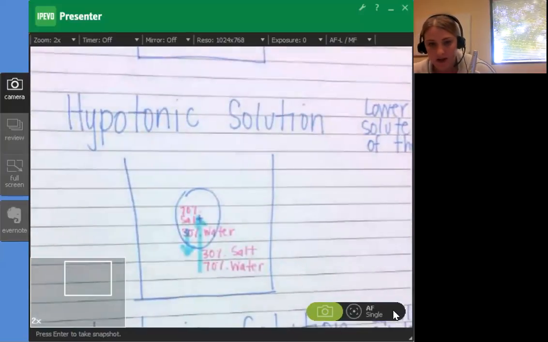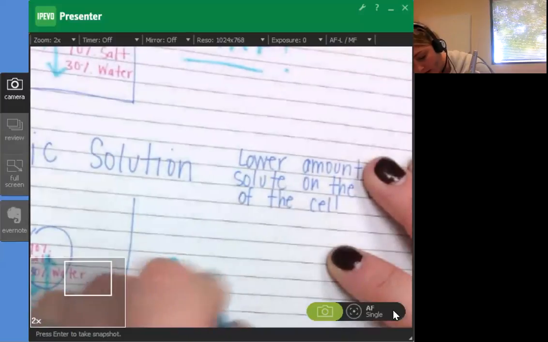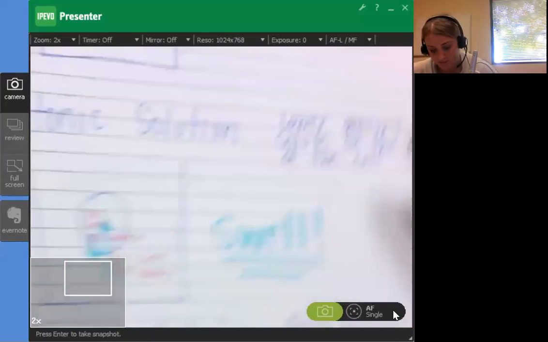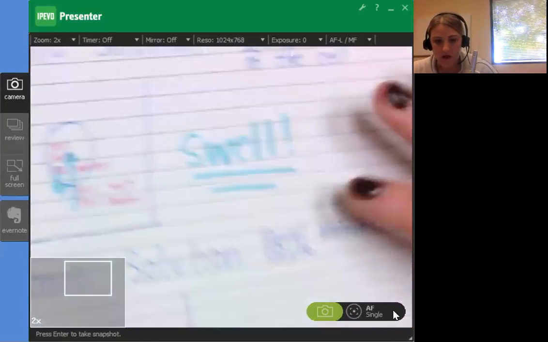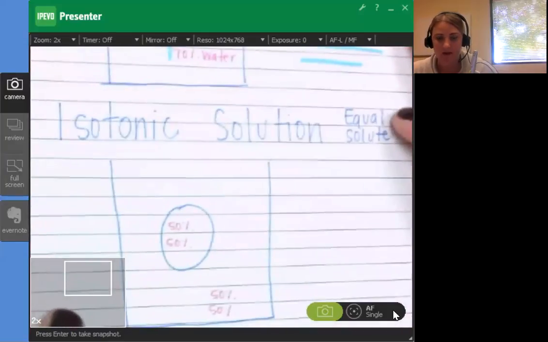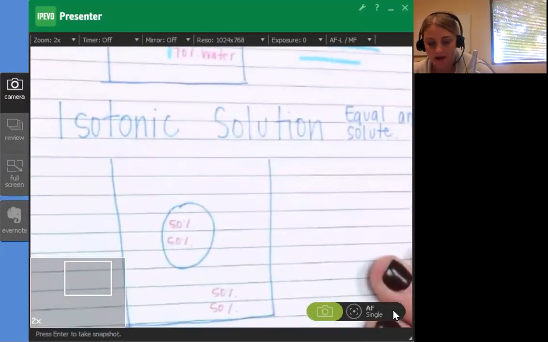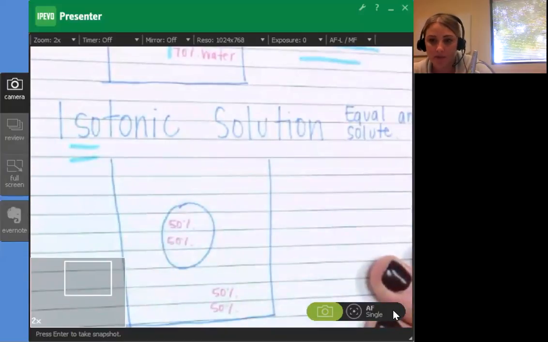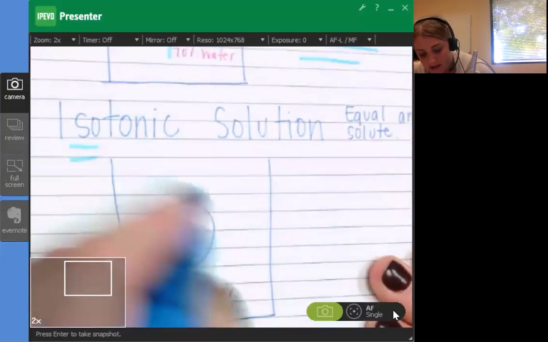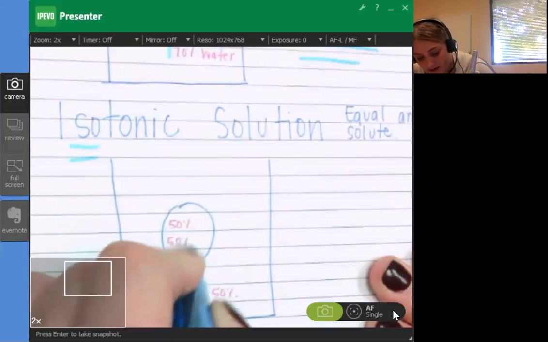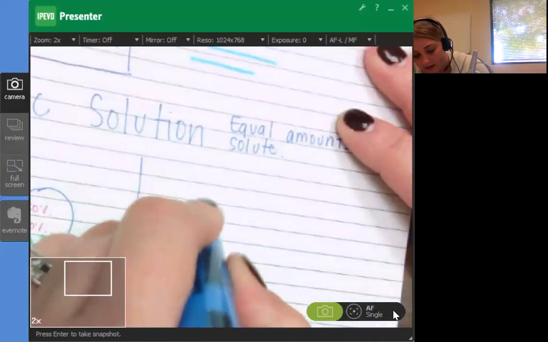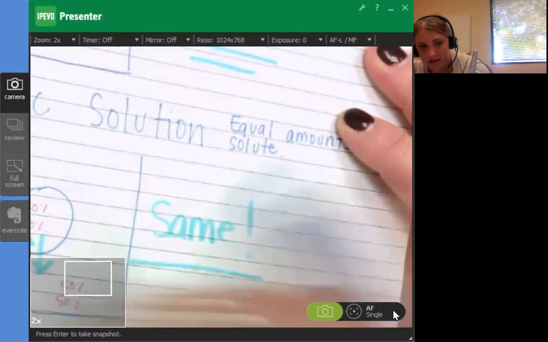Now, there's still going to be some movement out, but it's not going to be as great. That means that our cell is going to swell, and possibly burst. The last one that we're going to talk about is isotonic solution, and obviously this one is the easiest because it means they're equal on both sides, so equal on the outside of the cell and on the inside of the cell. So our net movement is going to be the same in as it is out, and that means that our cell is going to stay the same.